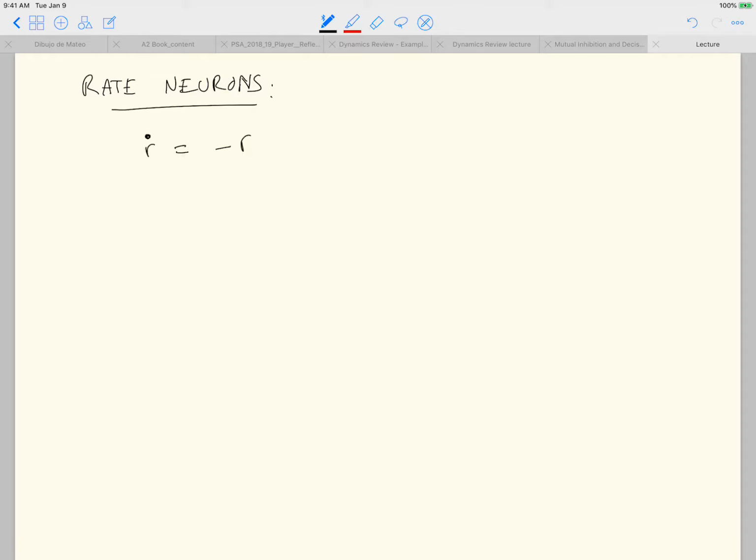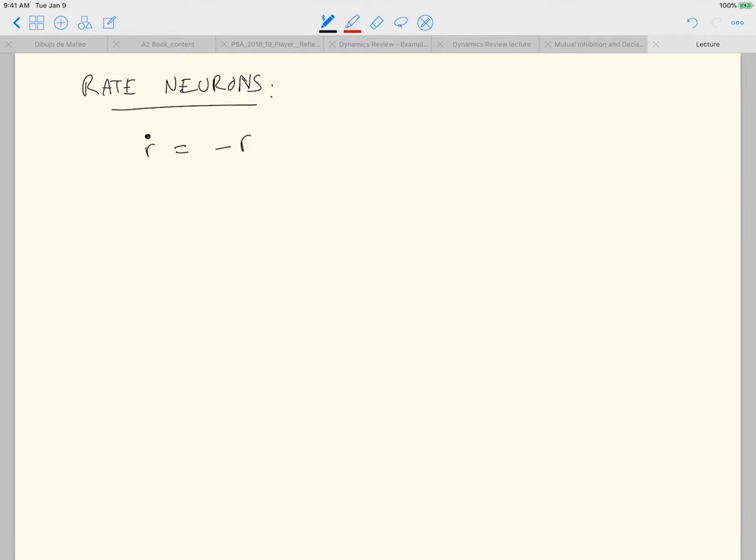Exactly. So this term just says, in the absence of any input, go back to 0. If there's no input, the pool of neurons stop firing. Because it goes back to its stable point, which is 0, which means a 0 firing.